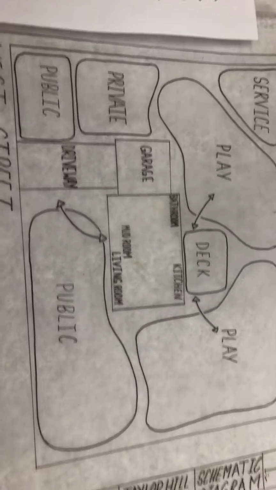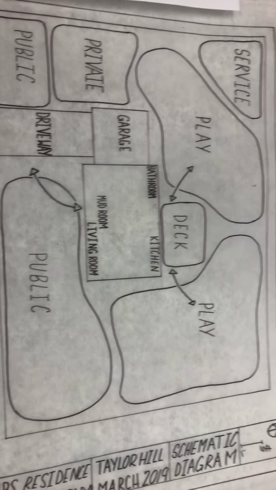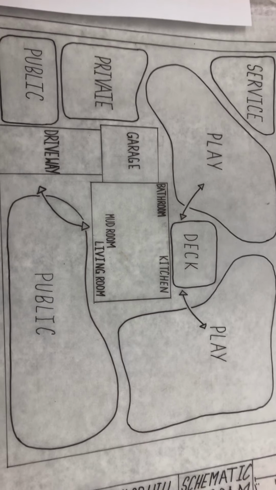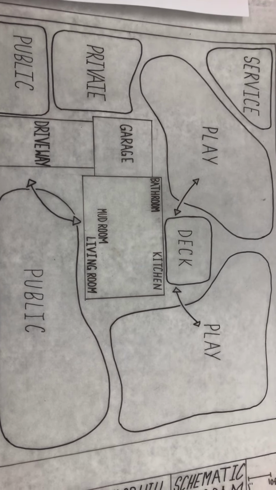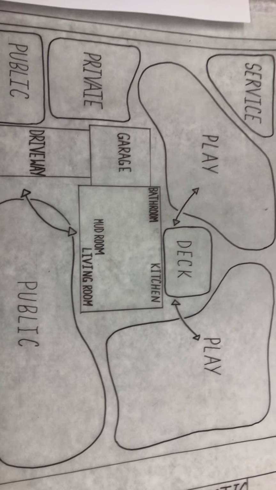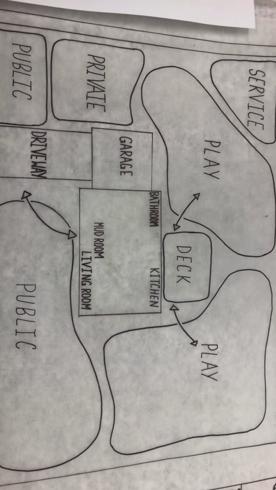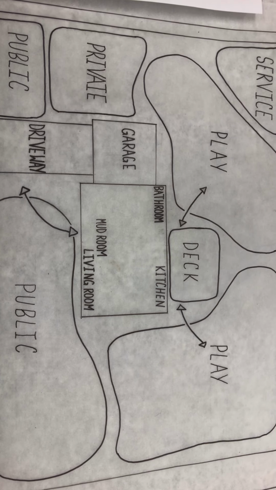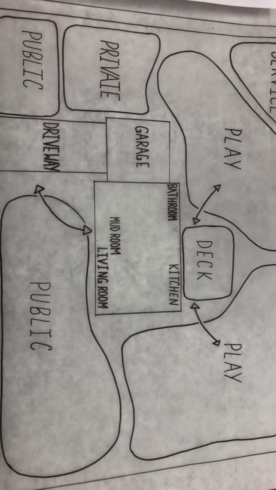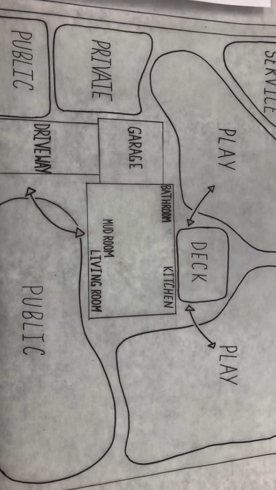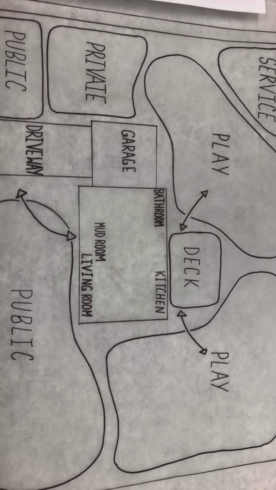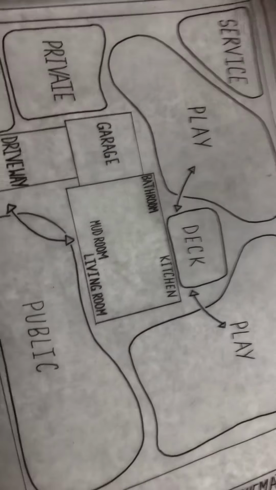Okay, so here's an example of a schematic diagram. You can see the house in the middle, and you can see where the public, the private, the play, and the service areas are. And sometimes you might break it up into something more specific, like a deck. And one of the other things you should be able to see in this diagram is that those interior rooms of the house are also defined. And as we look at your assignment, we'll talk about that concept of the outdoor room and the indoor room.